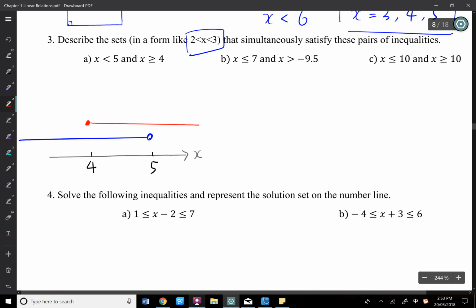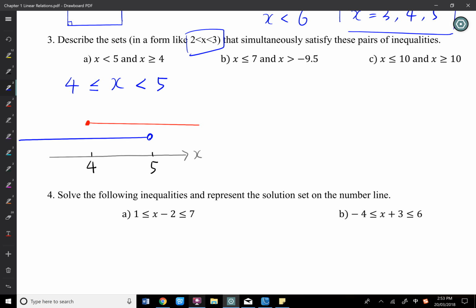So what I should write here is 4 less than or equal to x less than 5. You can't equal 5. The x won't take 5. The x will only take 4, and then any value in between 4 and 5. Questions?